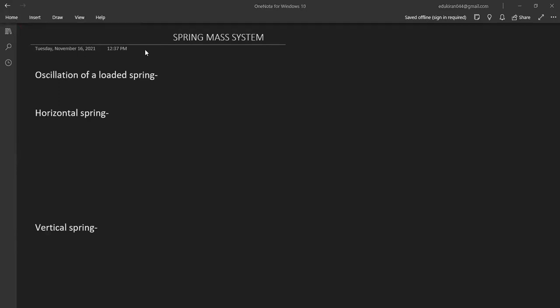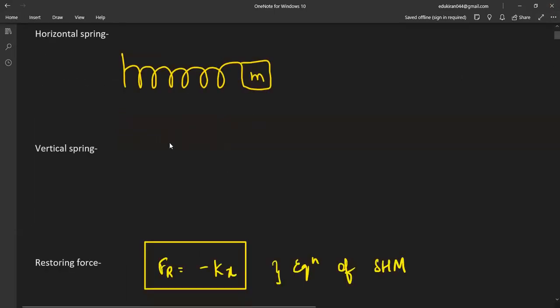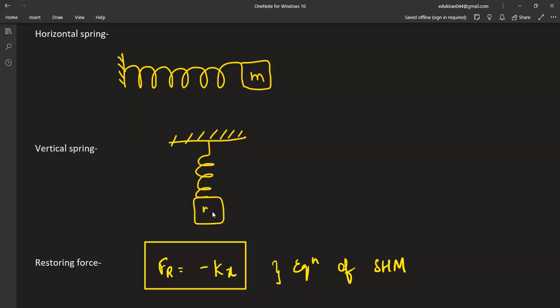Okay, now talking about the spring mass system, we have the oscillation of a loaded spring that also produces simple harmonic motion. So for that, you have to understand there are two arrangements of spring. One is horizontal spring. Horizontal springs, this is arranged like this. A spring is made and at the end a block is kept which is having mass m. Then you have the vertical spring. Vertical spring means this side is attached. This is the mass m, this is the vertical spring.